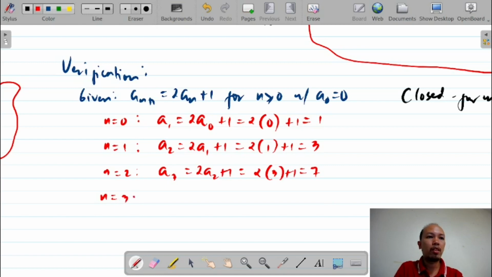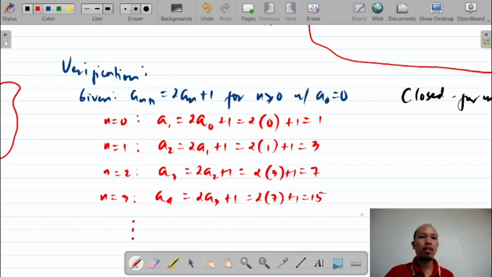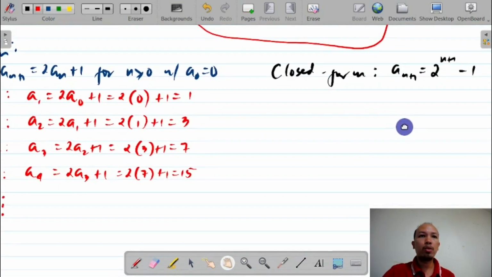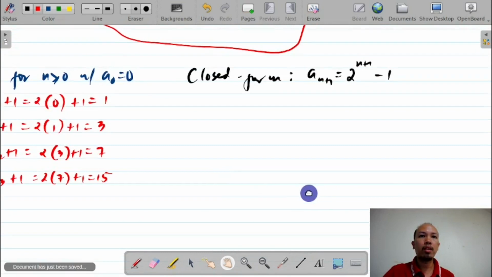2 more. A sub 4 is equal to 2 a sub 3 plus 1, which is equal to 2 times 7 plus 1, which is equal to 14, 15. Okay, and so on and so forth. That's the first 4 terms. So how about if we are using the closed form? What do we have here?